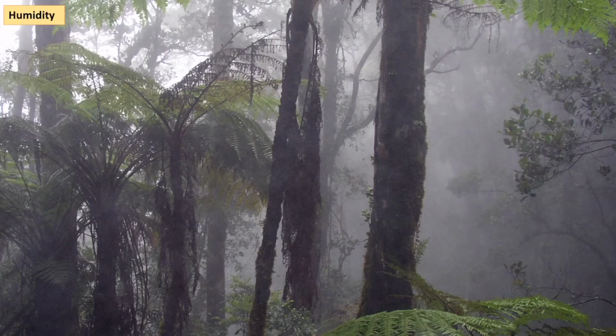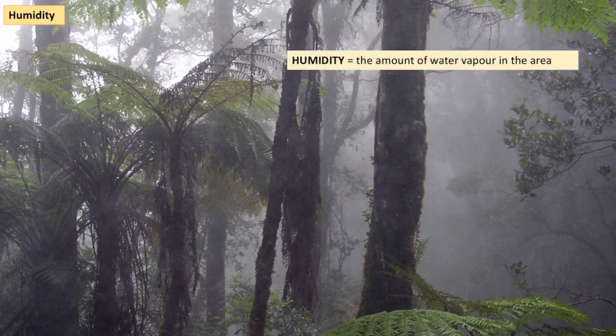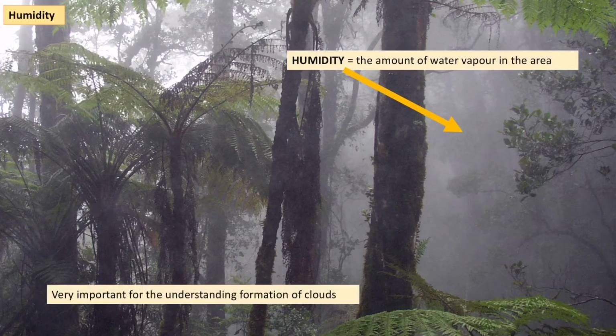We're going to come back to adiabatic expansion and cooling. It's important for the condensation process, but we also need to learn about humidity. Humidity is the amount of water vapour that's in an area. So we're talking about parcels. It's the amount of water vapour that we might find in a parcel. And this is very important for how we understand the forming of clouds. We need to know how much water vapour is in it, because when it gets to a certain point, it will be saturated and condense into clouds.